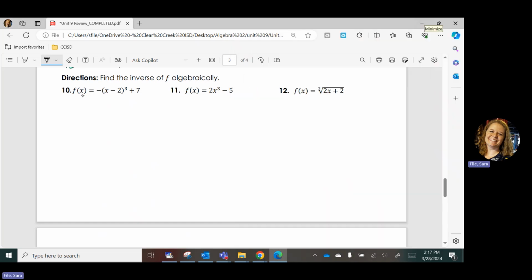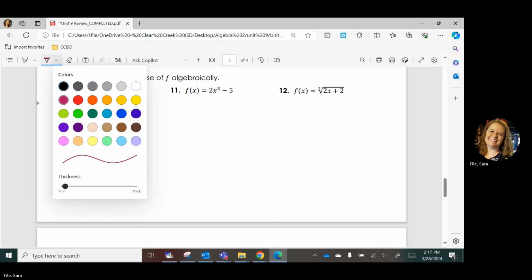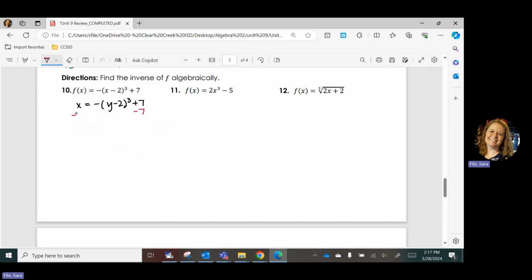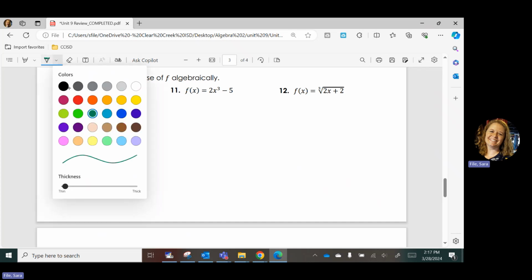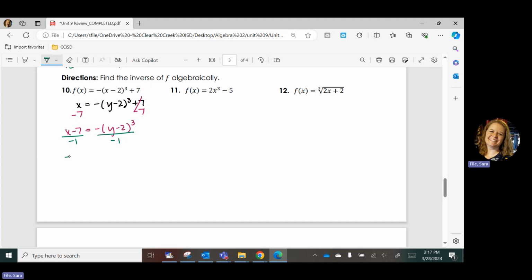All right. So we're going to switch x and y. And now we need to solve by moving the 7 over. X minus 7. Now I need to get rid of the coefficient of negative 1. Now again, everything gets divided by negative 1. Dividing by negative 1 just means you're changing your signs. That's pretty straightforward. So the x is going to become negative and the 7 will become positive.